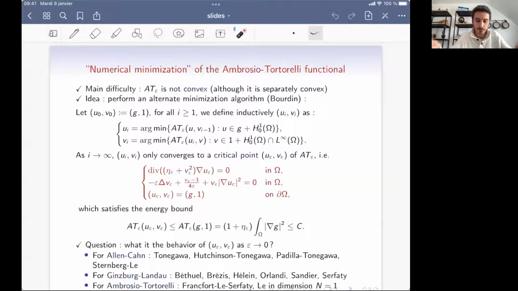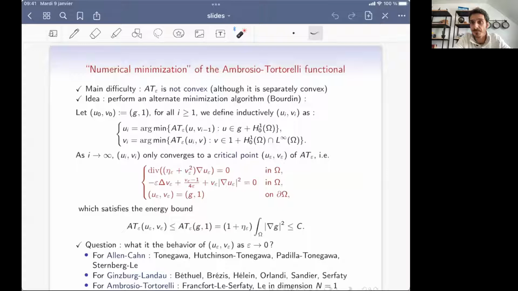So this is exactly what this alternate minimization method does. The point is that in general, due to the failure of global convexity with respect to the pair U and V, you do not in general converge to a global minimizer of the Ambrosio-Tortorelli functional, but to a critical point. So what is a critical point?